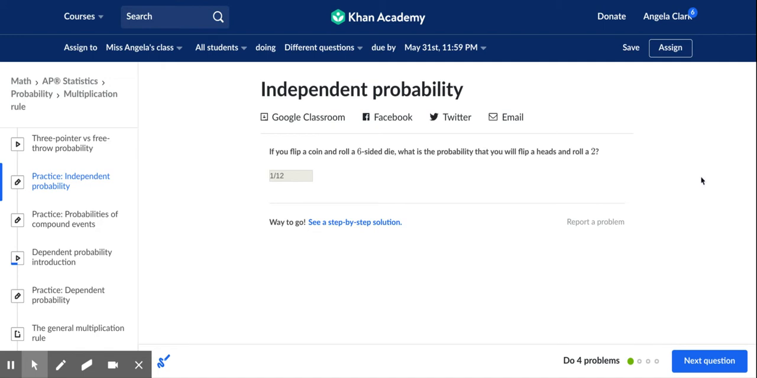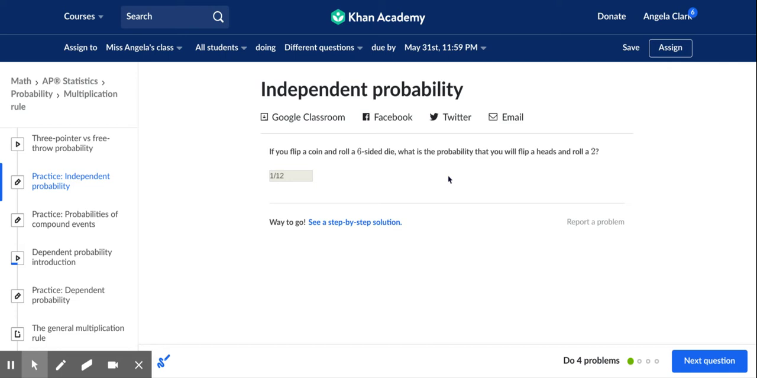Hey guys, in this video we're going to be talking about independent probability and then dependent probability. We talked about this a little bit in the last video on combinations and permutations, but I wanted to go into it a little bit more specifically in this video. So independent probability is what it sounds like. It's the probability of two unrelated things happening.